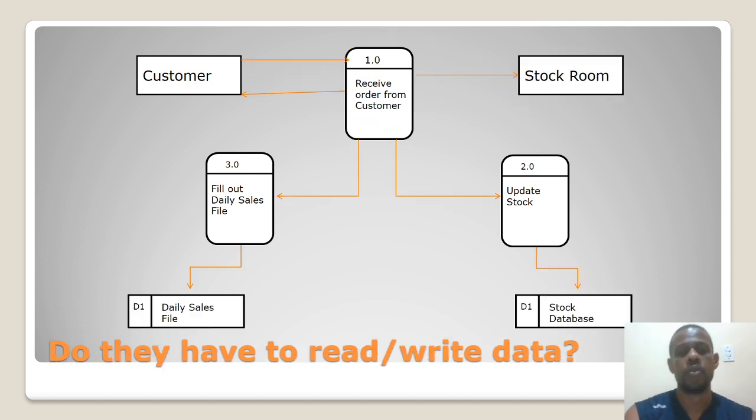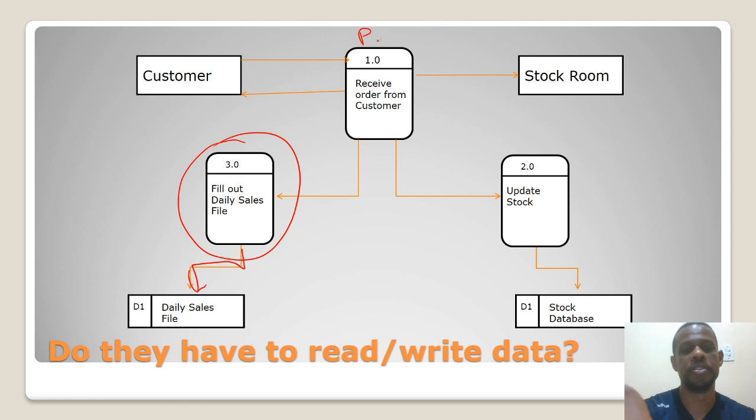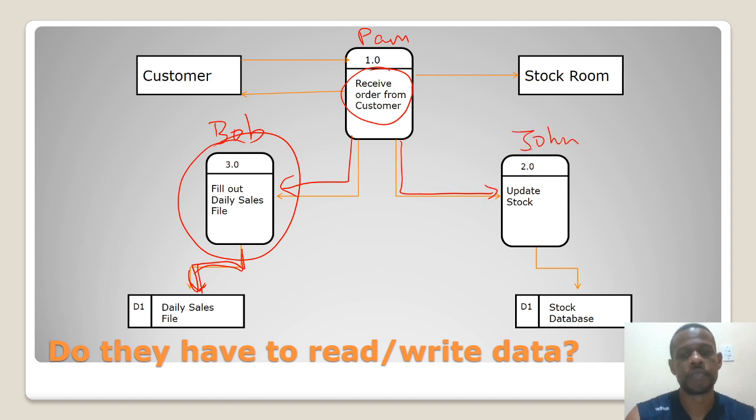Now, when it goes to this process here, this process is going to be the one that fills out the daily sales file, because this person here is probably a person named Pam. Pam's job is to just be the customer service representative and get the information. When they get the information, they go by the cashier and say, all right, I made a sale. Then Bob will be the one to update the sales file by clicking or whatever the case. And then Pam will go to somebody named John, and John will update the stock, and then he'll update the stock database.